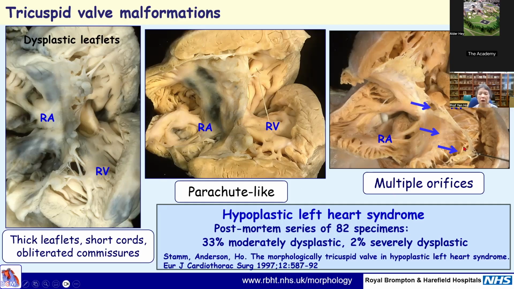In this example, we have joining together of facing leaflets of the tricuspid valve, giving you separate orifices. This arrow is the main orifice, and this is another orifice, much smaller, tinier. So, in the configuration of the tricuspid valve, bear in mind not just the leaflets, but the chordae and the papillary muscles as well.